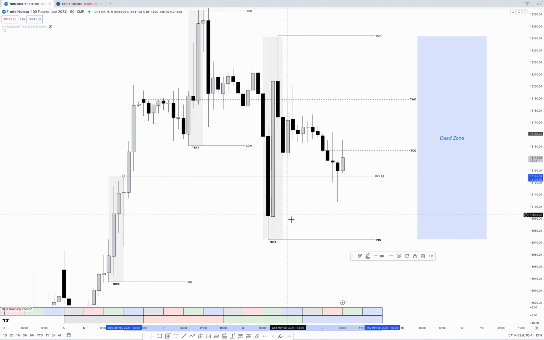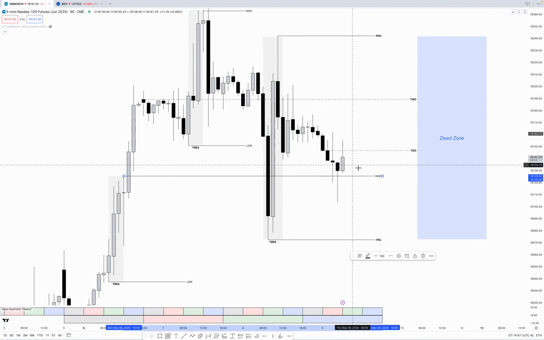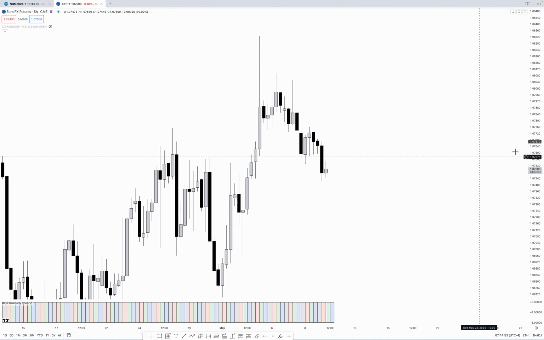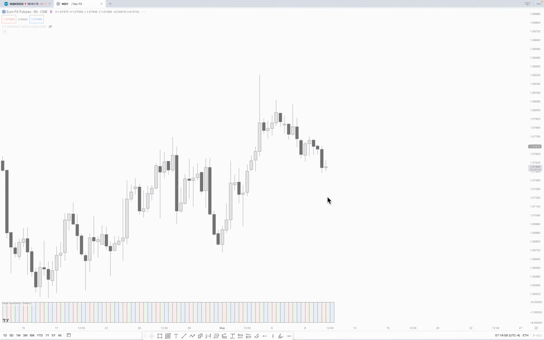This big one right here, this big time-based range, is a dead zone. It's still neutral, because price opened within it. It's like an in-day close candle. Let me even just do it like this, just to show you something.